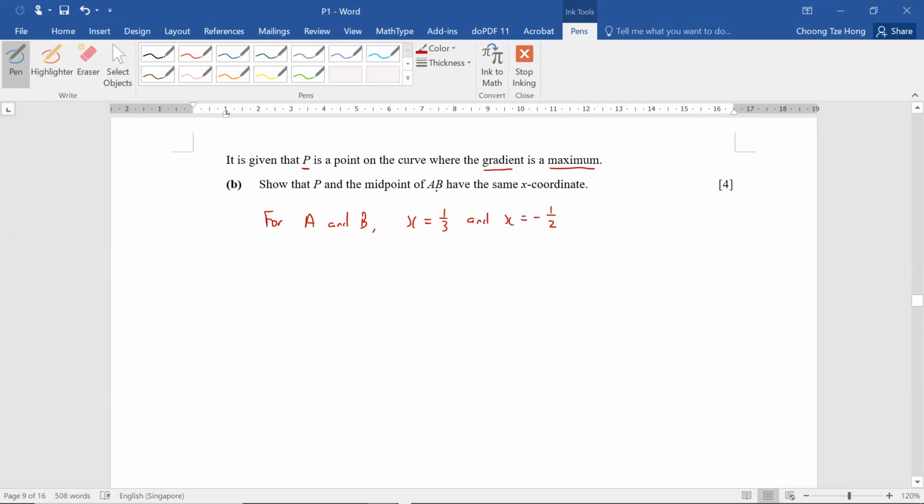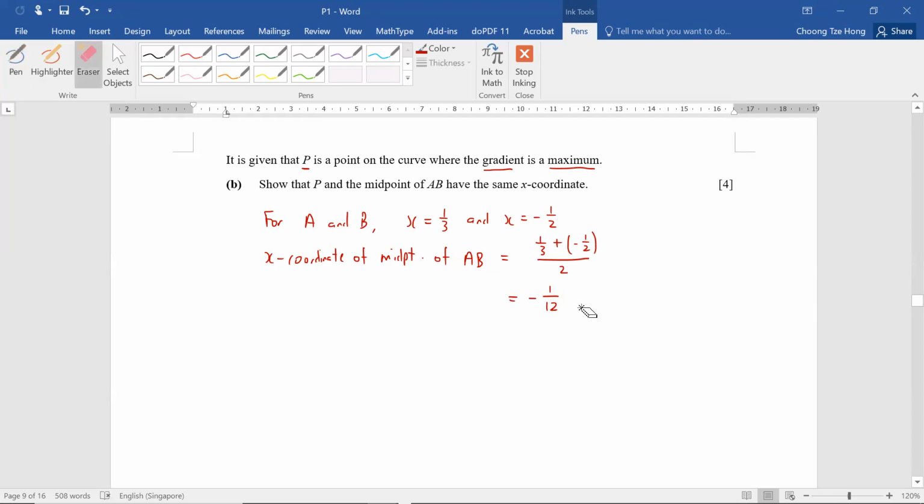So we can find the x coordinate of the midpoint of AB quite easily, by just adding up these two x values and then dividing by 2. Okay, so let's go ahead and do that first. So x coordinate of midpoint of AB will be 1/3 plus negative half, divided by 2, right? So that will give you negative 1/12, right? Okay, so this is not the final answer yet.